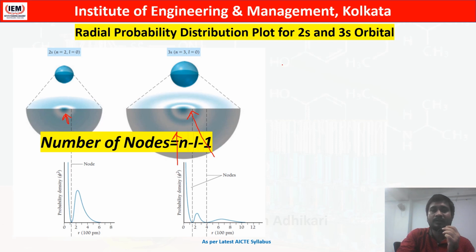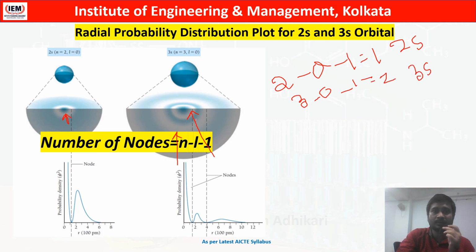So if the principal quantum number is n and the azimuthal quantum number is l, then your number of nodes will be n minus l minus 1. For example, for 2s orbital, n equals 2, l equals 0, so your nodes will be 2 minus 0 minus 1, that is 1 for 2s orbital. Similarly, for 3s orbital, it will be 3 minus 0 minus 1 equals 2. There will be 2 nodes for 3s orbital.